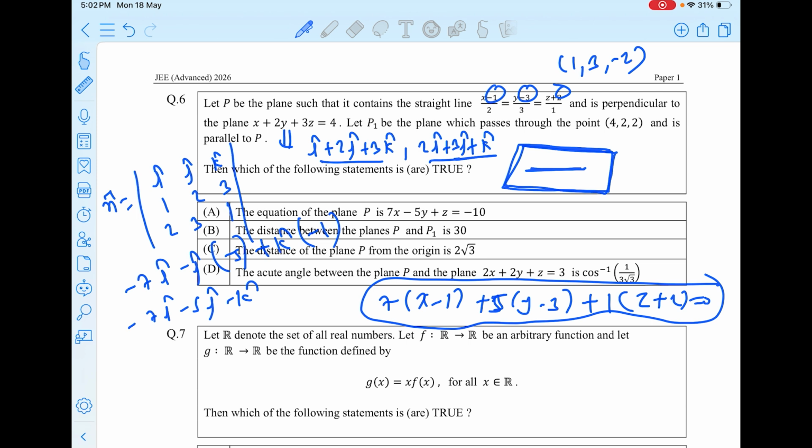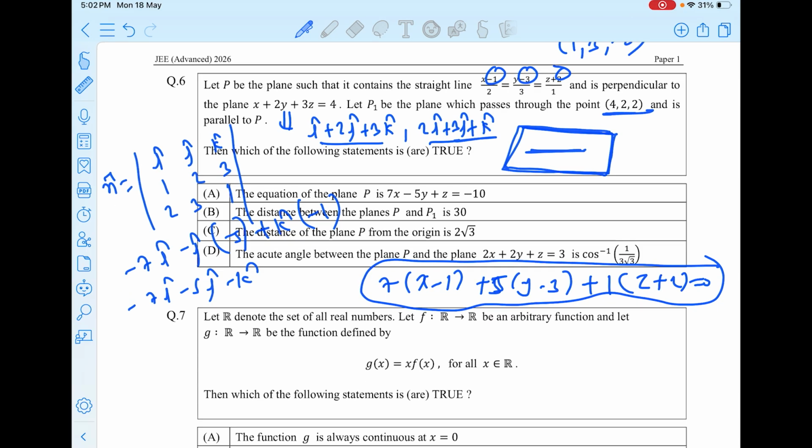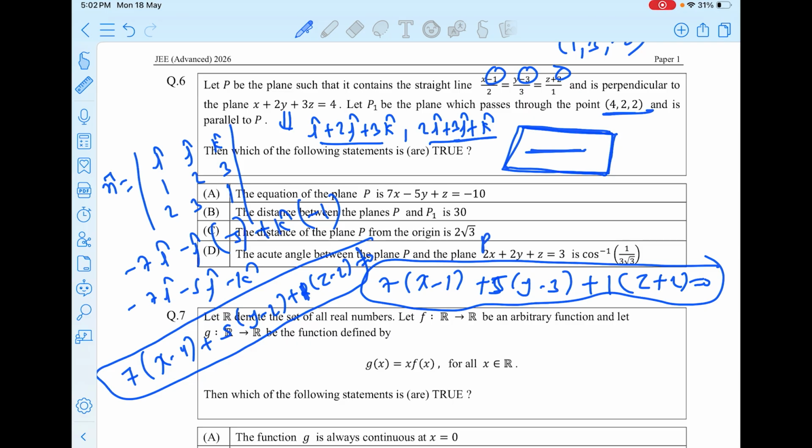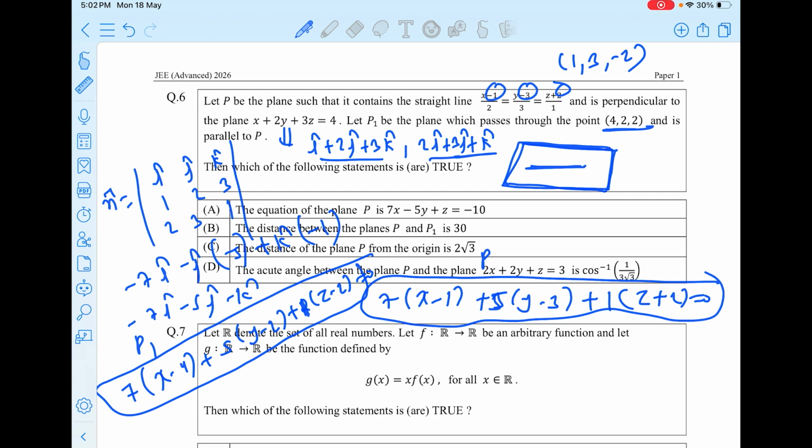Okay. After that, we have to find P1, a plane which passes through 4, 2, 2 and is parallel to P. Parallel to P means the direction is the same. So the direction of P1 is the same as the direction of P. So 7 times of x minus 4 plus 5 times of y minus 2 plus 1 times of z minus 2 equal to 0. Now you got P, you got P1. After that, all questions are very straightforward. All options are very straightforward. So this was also an easy question.